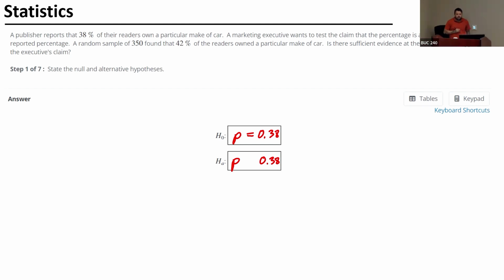Greater than, less than, or not equal to. How do you know? Above. Above, exactly. Look at those little special words.